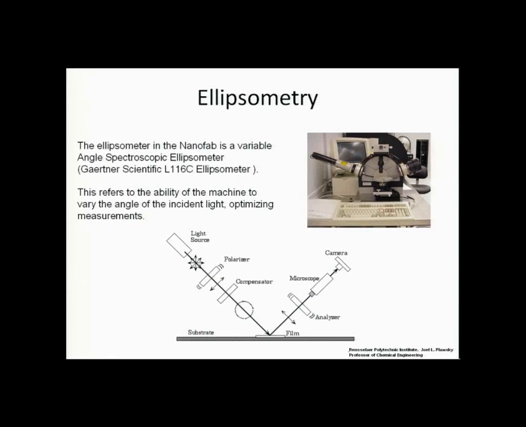Again, if you know the index of refraction of your material, you can come up with the thickness after using this tool, or if you have a good idea of the thickness, you can conclude the index of refraction and therefore the type of material you're working with if it's unknown.